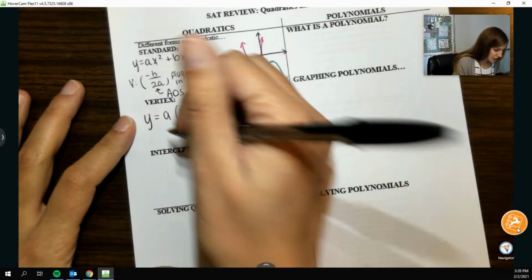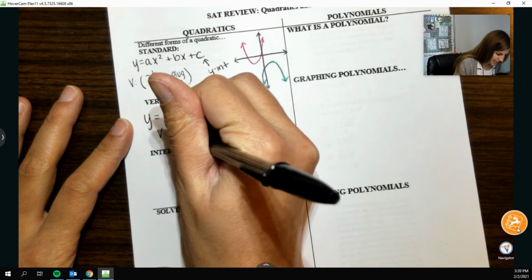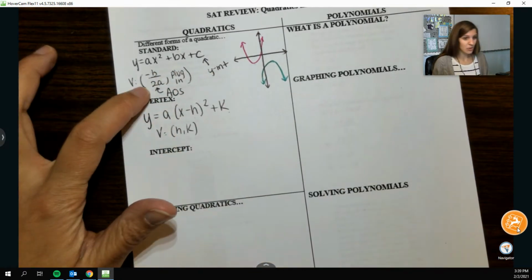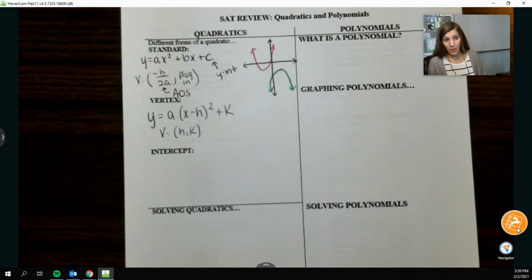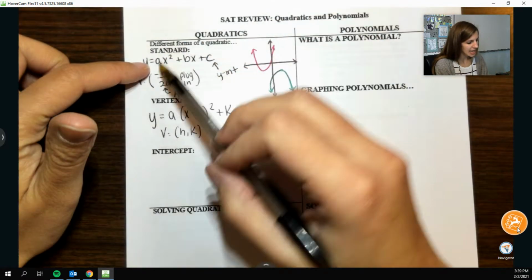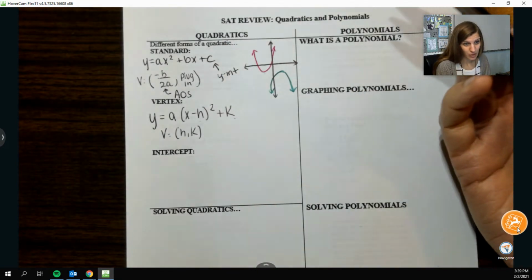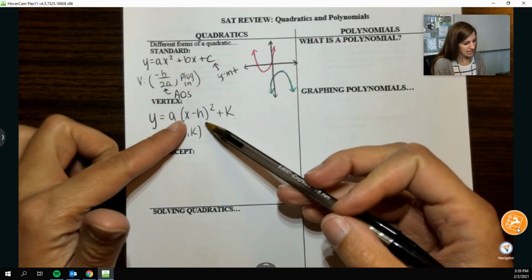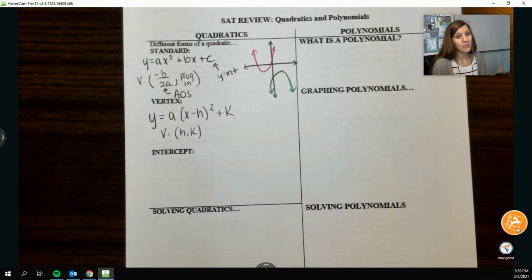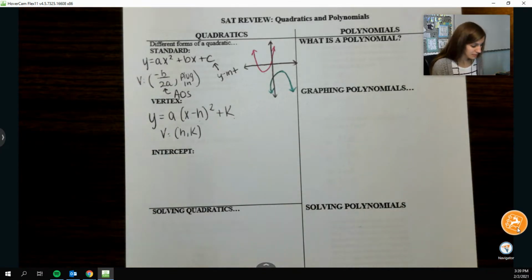Vertex form is really good because right off the bat, h and k, that's my vertex. I don't need to do a little formula to figure out where the vertex is. They're just staring right at me, okay? So I need to be able to differentiate between the forms, because if I'm looking at something that has an x squared and an x and no parentheses, I know that that's in standard form, versus something like this that has parentheses squared, that's in vertex form. I need to know the difference so that I know what the numbers are telling me.